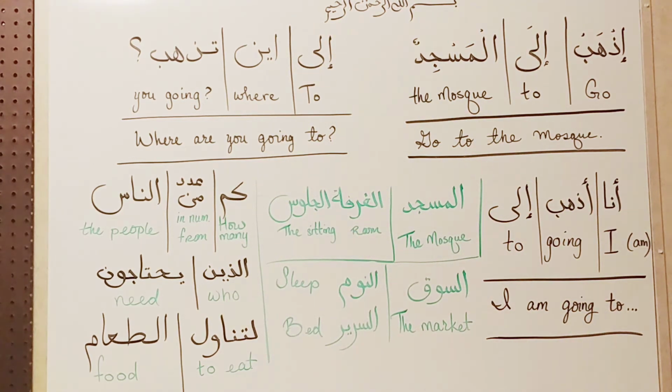The reply would be أنا أذهب إلى, and then they'd say where they're going. أنا, I am, أذهب, going, إلى, to. You have إلى in three places here, and it all means to. أنا أذهب إلى المسجد. I am going to the mosque.